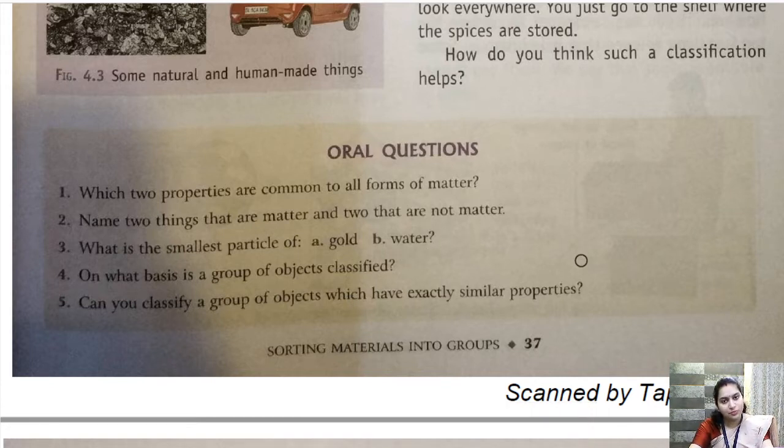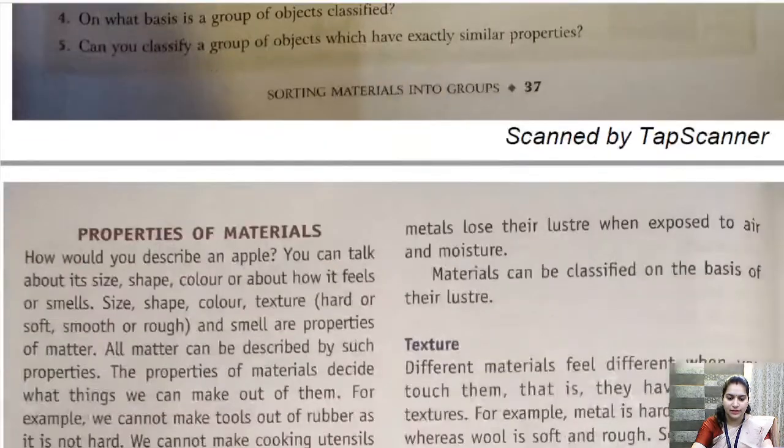I'll give you the PDF, don't worry. So you will write it accordingly. Okay, so these were the oral questions that we have discussed.